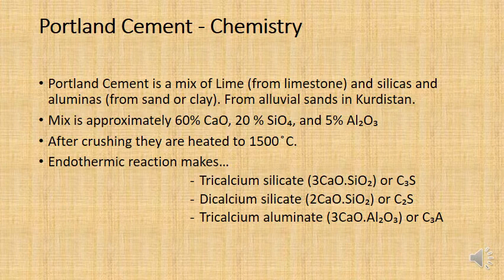Now you crush it and you heat it up to 1500 degrees Celsius. Note that that's a lot hotter than what you need to make lime from limestone. For lime, all you needed to heat it to was 900 degrees Celsius. And so it requires a lot more heat and energy to make Portland cement.